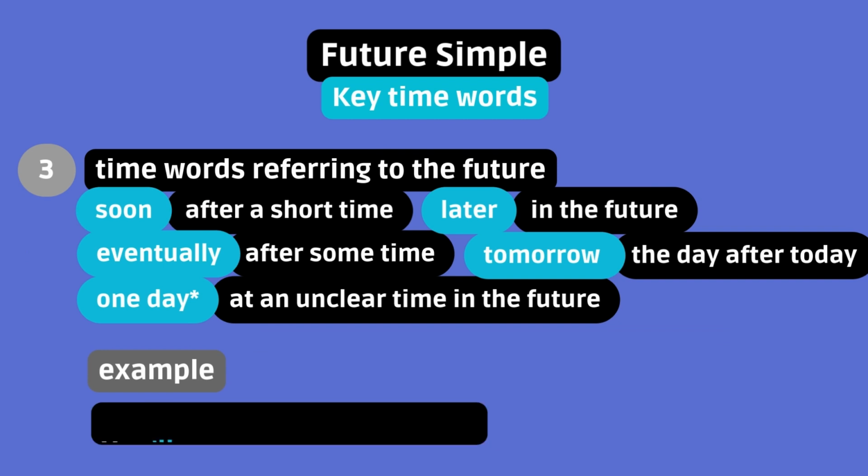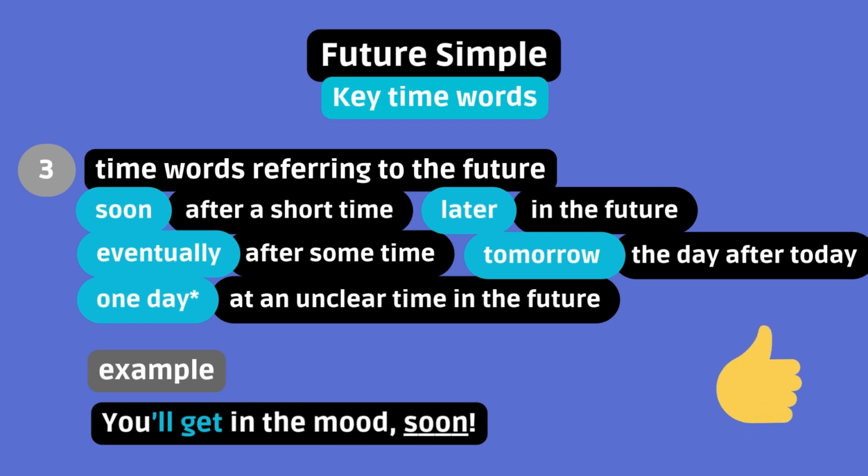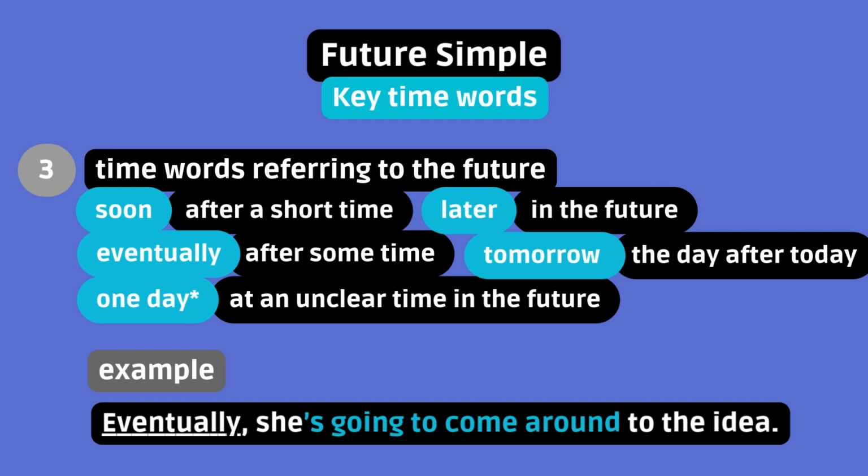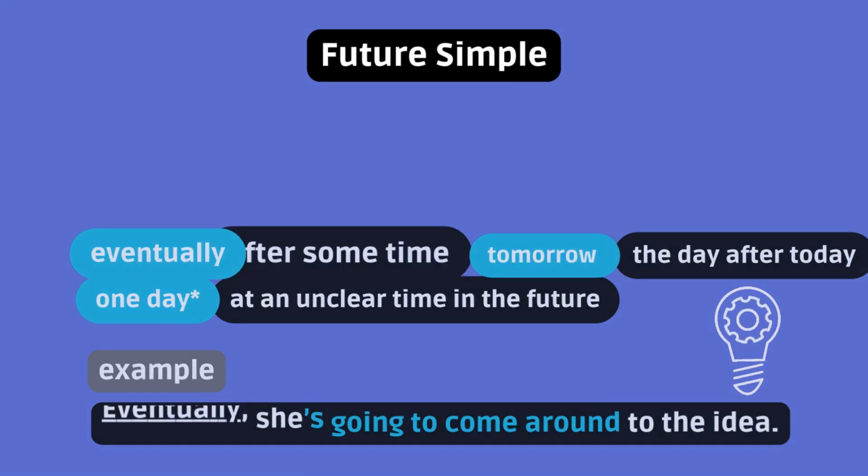Example, you'll get in the mood soon. Getting in the mood is happening in a short time from now. Eventually, she's going to come around to the idea. It's going to take some time, but after a while, she'll warm up to the idea.